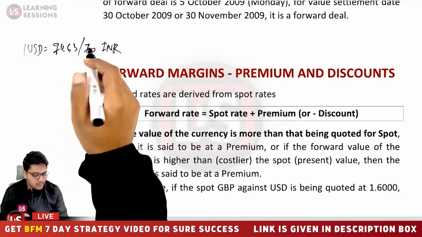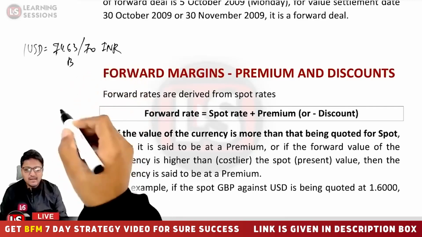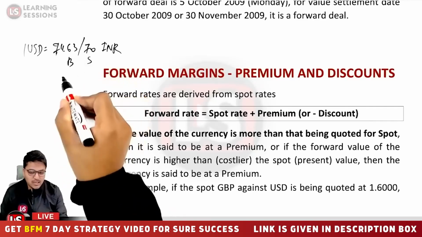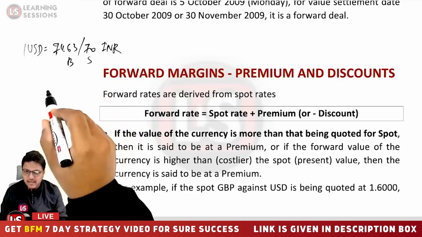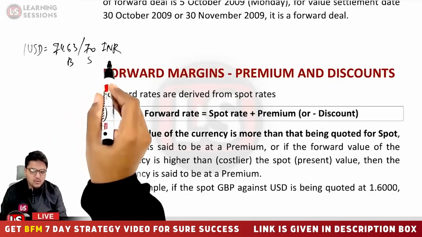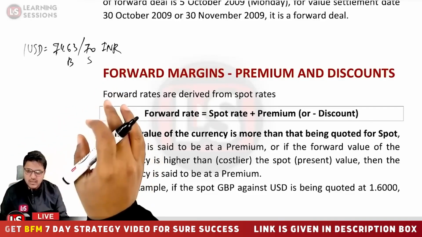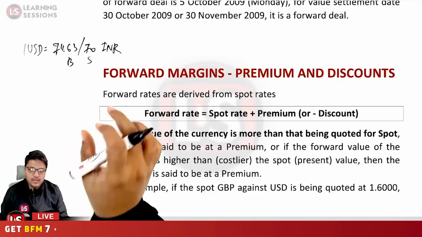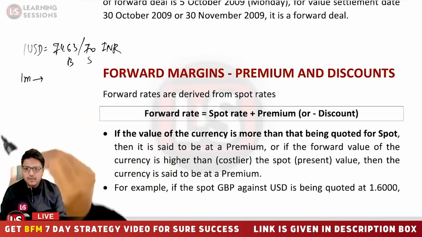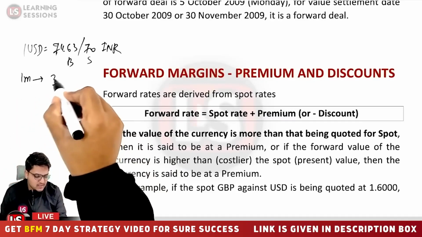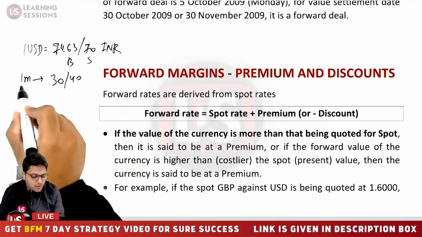Okay, so on the left hand side of the slash is the buy rate, and on the right hand side of the slash is the selling rate. So I'm writing B over here. That indicates that 74.63 is the buy rate and 74.70 is the selling rate. And further, we are provided with the 1 month forward points. Let us take the case: these are given to be 30/40. Now, what are forward points actually?